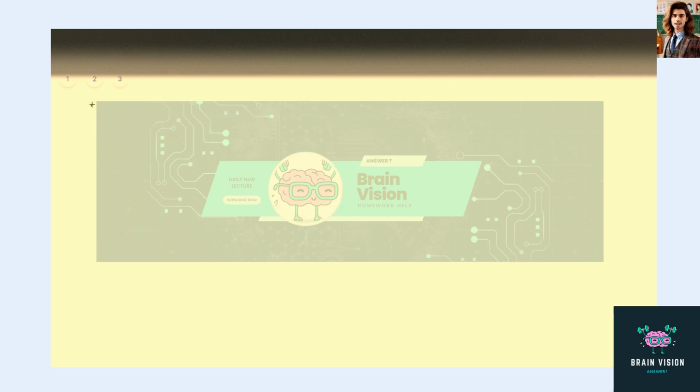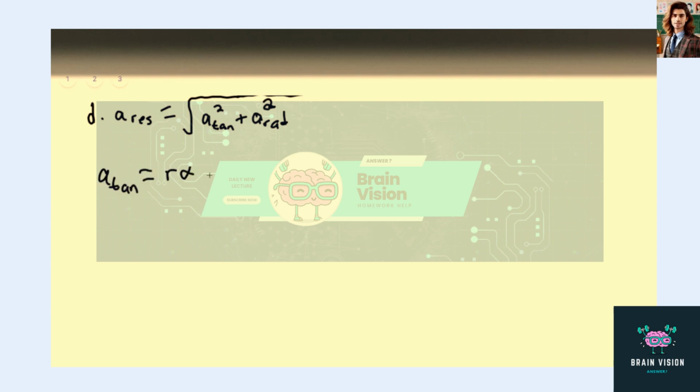At this point, they want us to find the resultant acceleration, so we actually need a new workbook. The a resultant is going to be equal to the square root of a tangential squared plus a radial squared. So we need to find these two values. The tangential acceleration is simply going to be equal to r times the angular acceleration, which is 0.375 times 0.9, and this is going to be 2.737 meters per second squared.